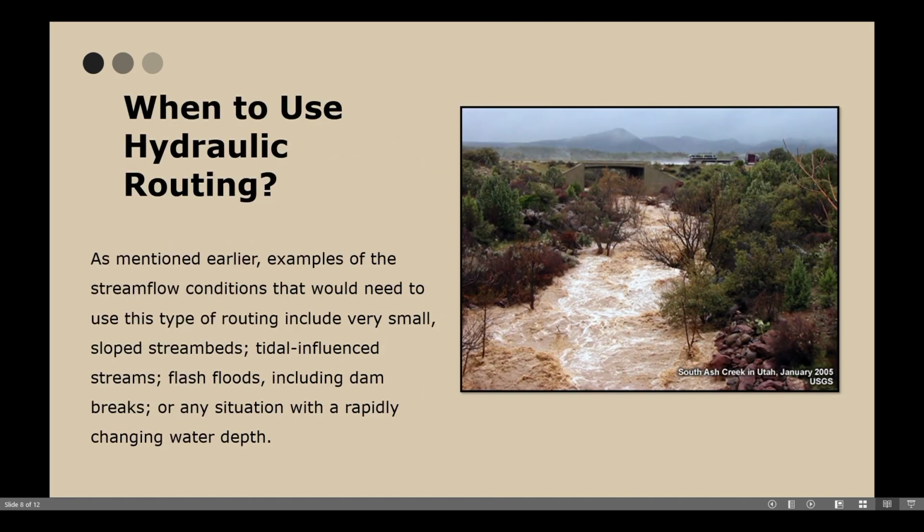When to use hydraulic routing? As mentioned earlier, examples of the stream flow conditions that will need this type of routing include very small slope streambeds, tidal influence streams, flash floods, including dam breaks, or any situation with rapidly changing water depth.